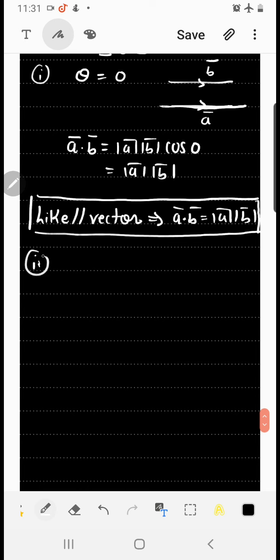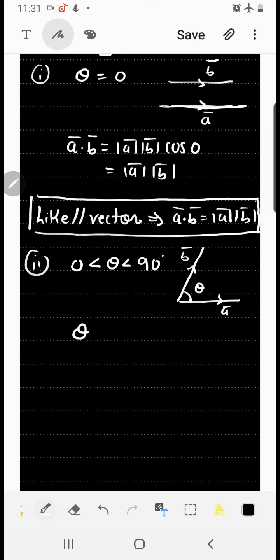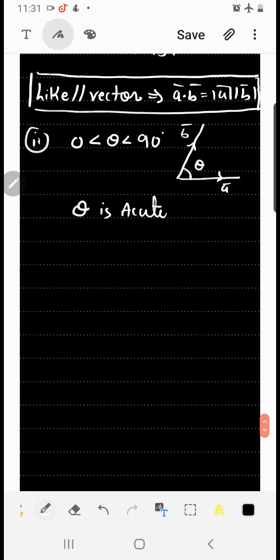Number 2, can I say your theta can lie between 0 and 90, that is the first quadrant. Diagrammatically, this is your A bar, this is your B bar, and this is your theta. Now I cannot tell you the actual value of theta, but at least can I say that theta lies in the first quadrant, which means theta is acute. So here we say theta is acute. And if theta is acute, tell me what is the value of cos theta, positive or negative?